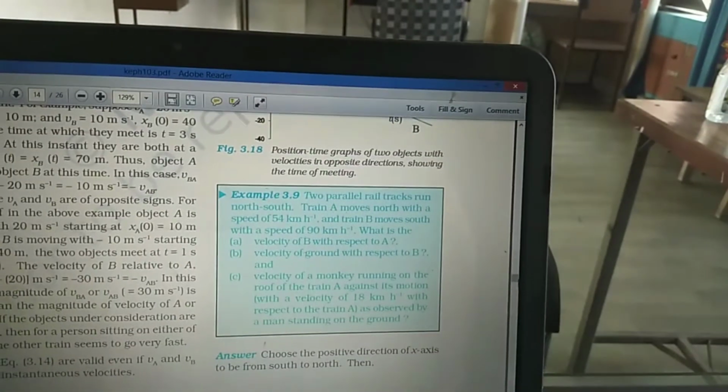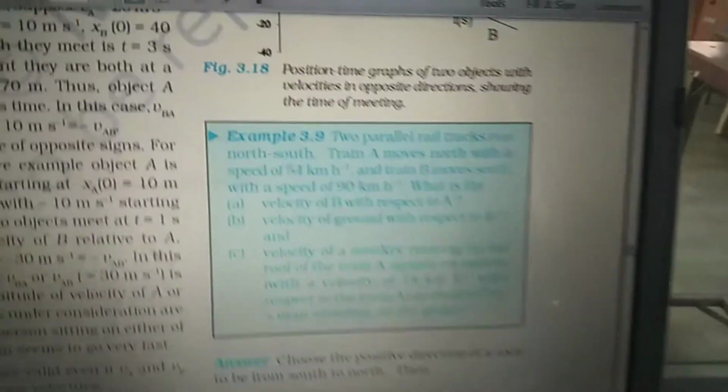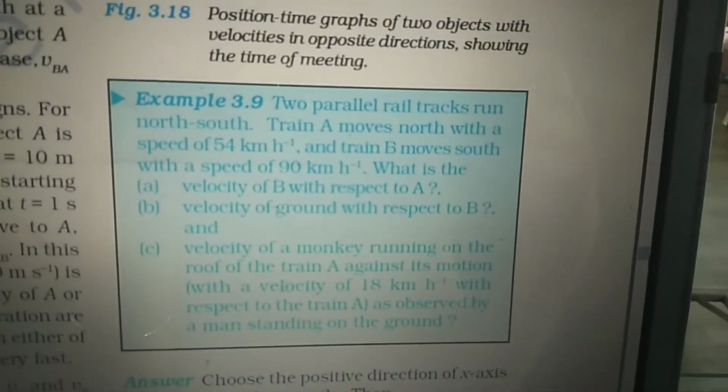Let's start doing the numericals of the chapter motion in a straight line. So let's start with this example. This is the example of relative velocity.